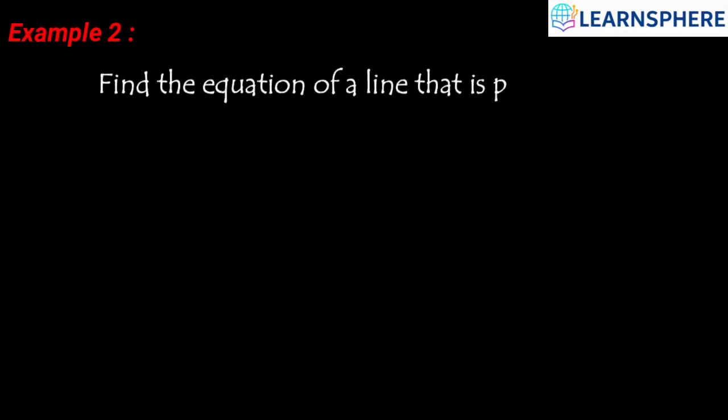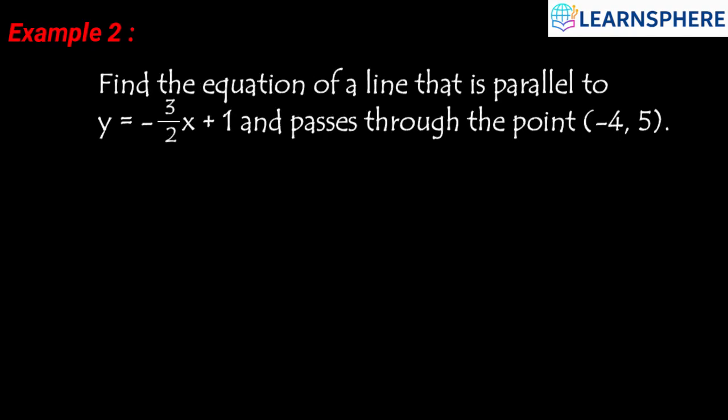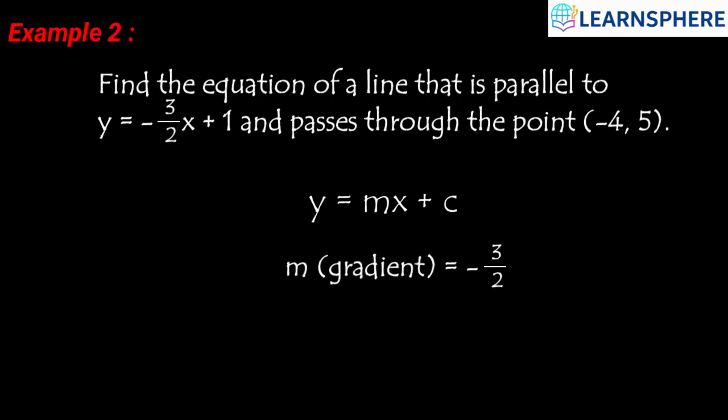Let's go on to example 2, where we have the question: find the equation of a line that is parallel to y = -3/2 x + 1 and passes through the point (-4, 5). Similar to the first question, we can start by writing down the general equation of a straight line, which is y = mx + c, and we have to find the values of m and c. As this is a parallel line to the equation that we have, they have the same gradients. Therefore, the gradient of our new line would be the same, which is -3/2. After substituting this into the value of m, we have the equation y = -3/2 x + c.